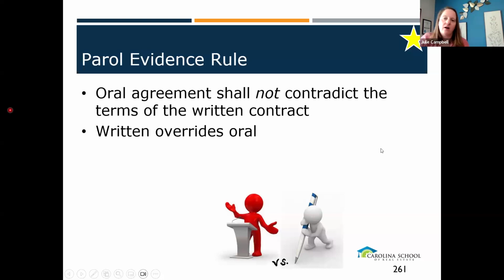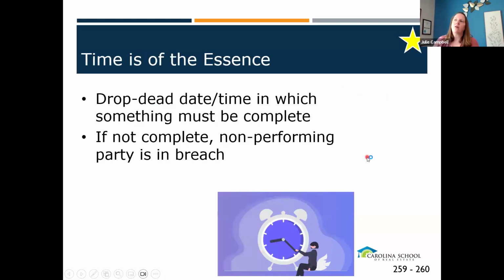Another basic contract law verbiage is something called time is of the essence. Time is of the essence is a drop dead date and time in which something has to be complete. We must do this by 5 p.m. on this date. At 5:01, if it's not complete, then the non-performing party may be able to breach. They may be in breach, which may give an out to the party that performed.